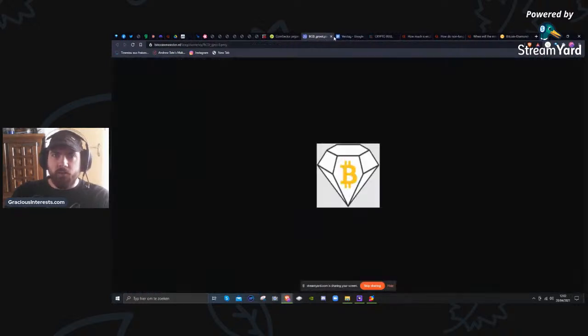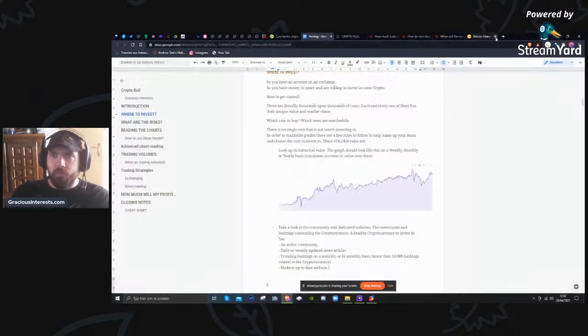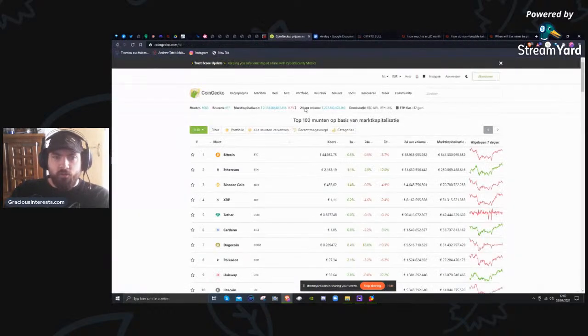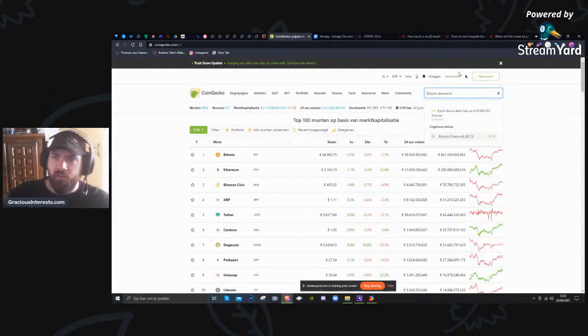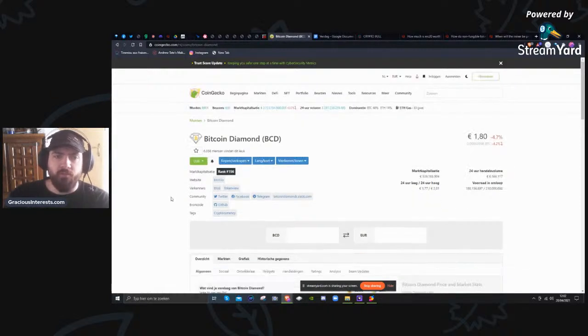So, let us begin. I'm going to close a few of these here. There we go. So, how do we start? Well, you can go to a website like CoinMarketCap or CoinGecko as indicated here on screen. Simply type in Bitcoin Diamond. This is the basis on how I research my coins when I want to invest in them.